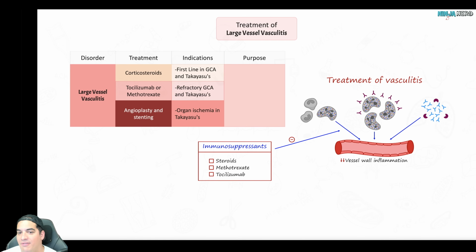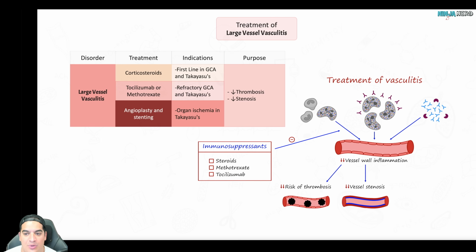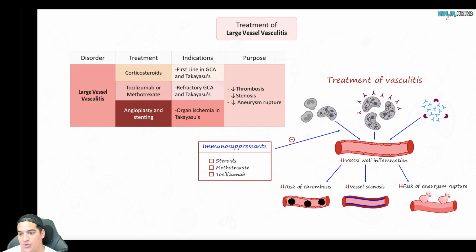But what's the benefit of this? What are you trying to prevent? You're trying to reduce thrombosis. You're trying to reduce repeated injury leading to stenosis. And you're trying to reduce the risk of aneurysm rupture and causing bleeding. That is the goal that you're trying to go after.